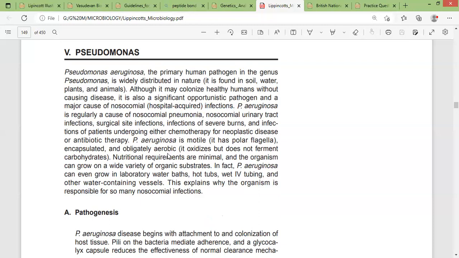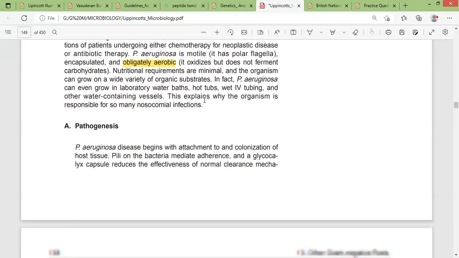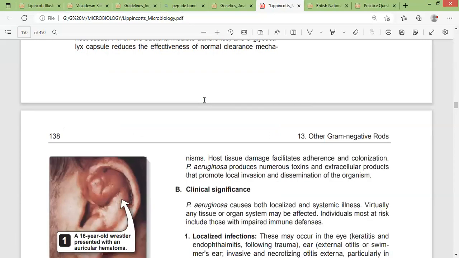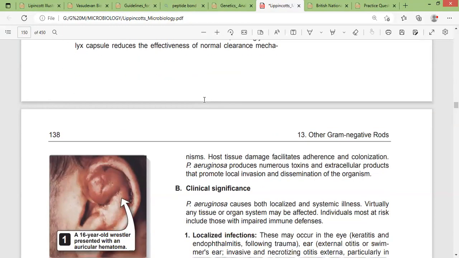Something unique about Pseudomonas aeruginosa is that it's an obligate aerobe. That means this one needs oxygen to survive, right? Remove oxygen from it, and you've killed it. It's either do or die. Pathogenesis is just what you'd expect. Pili on the bacteria, which will be for attachment, entry, and so on.